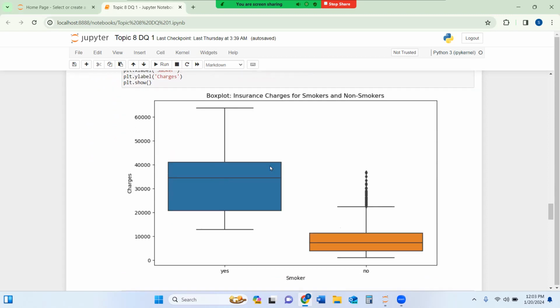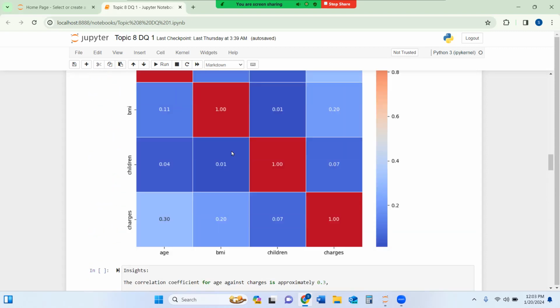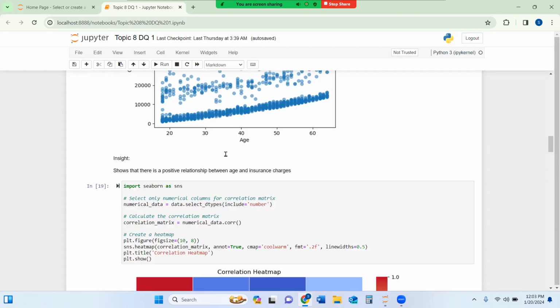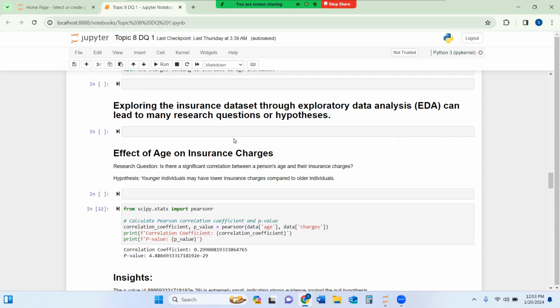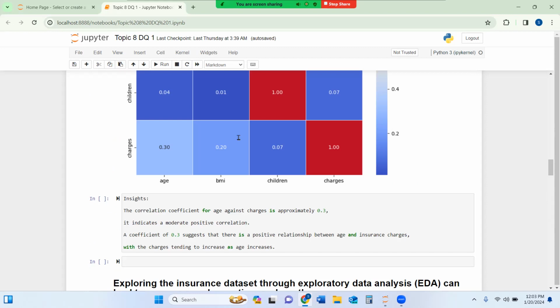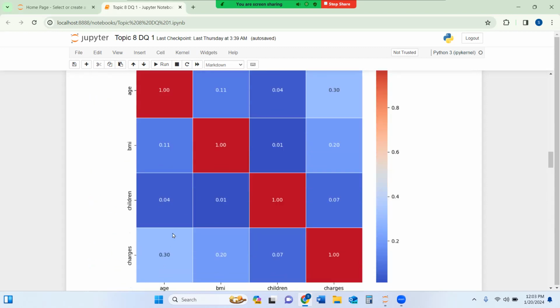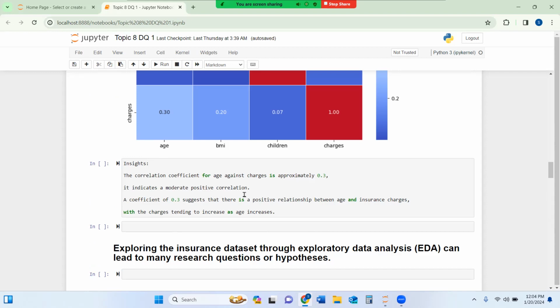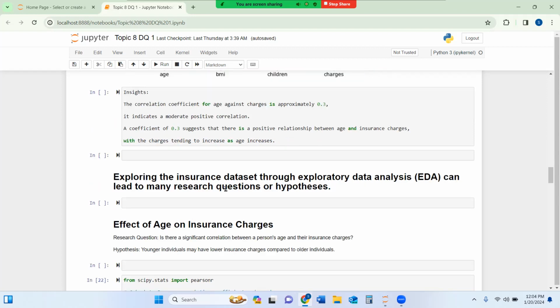And this is the box plot that I did. No, sorry, this is the heat map and the scatter plot that I did for that. And that's the visual here. One visual, and this one shows charges against age. And the insights from this is that a person's age and their insurance charges are statistically significant.